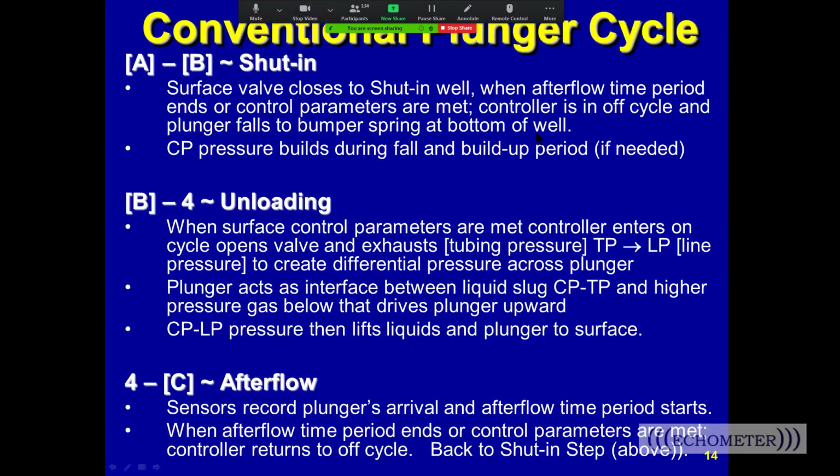The casing pressure is what builds up during shut-in, and you may even need to build extra time to have enough pressure to bring the plunger up. There's a paper that we wrote called Foss and Gaul that calculates the rise velocity based on a certain casing pressure, and that's available in papers on our webpage.